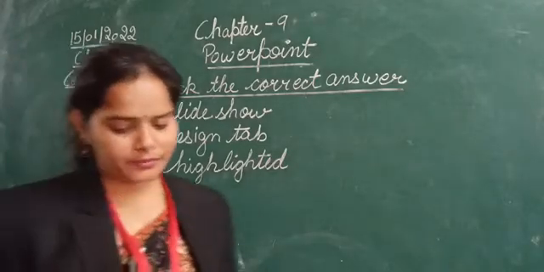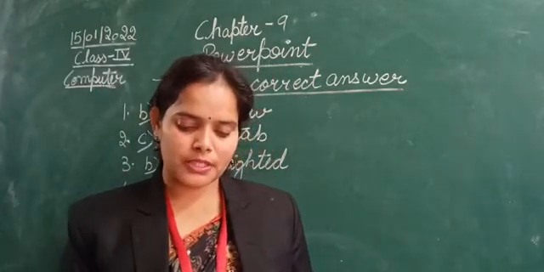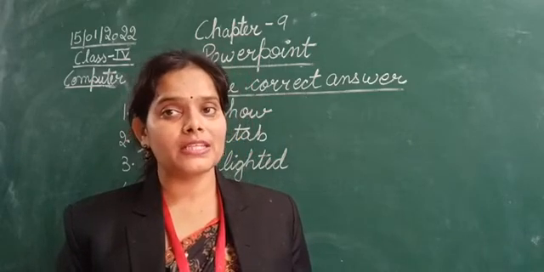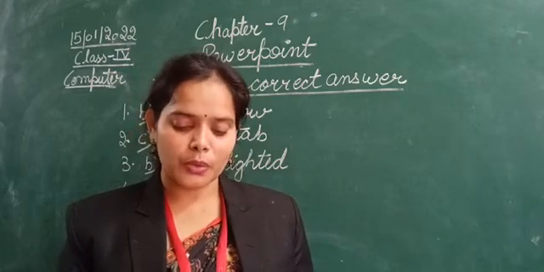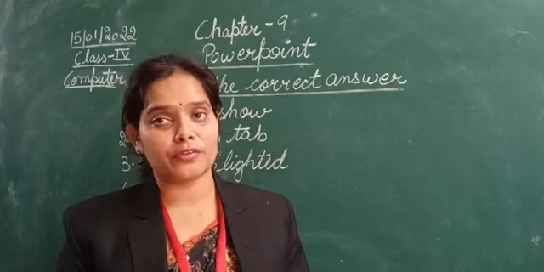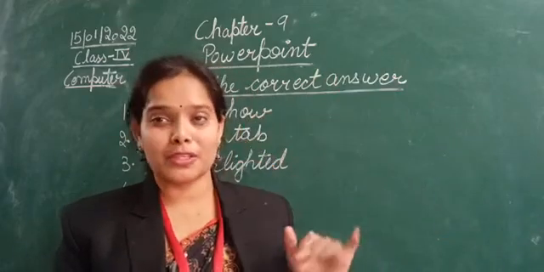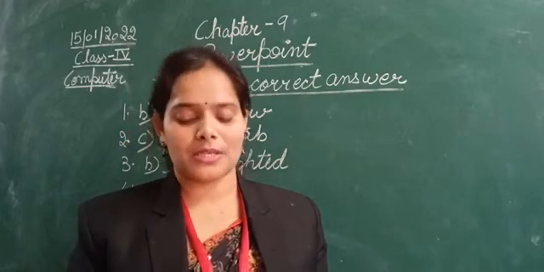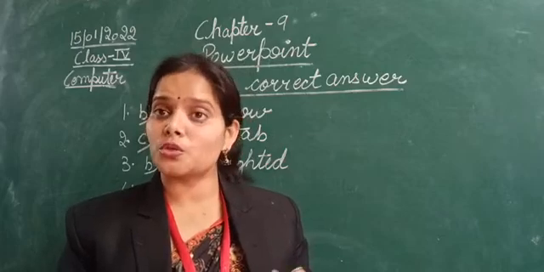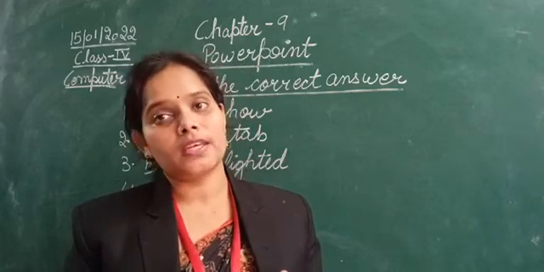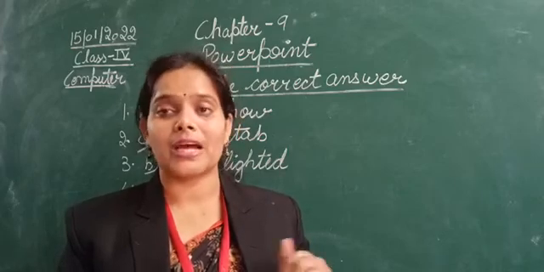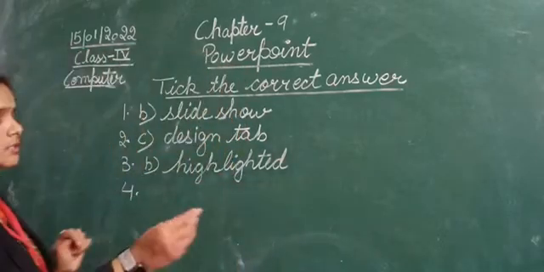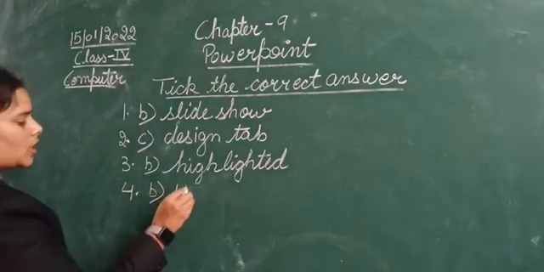Moving next to the fourth one. The fourth is: to cancel the changes, the dash feature is used. Suppose you have made some changes in a document or presentation, but suddenly you remember that you don't want these changes, you want the previous version. In that case, you can undo your work, by pressing the undo key, or by pressing the Control key and Z key together on the keyboard, and whatever changes you have made will be undone. So the answer is undo, option B.